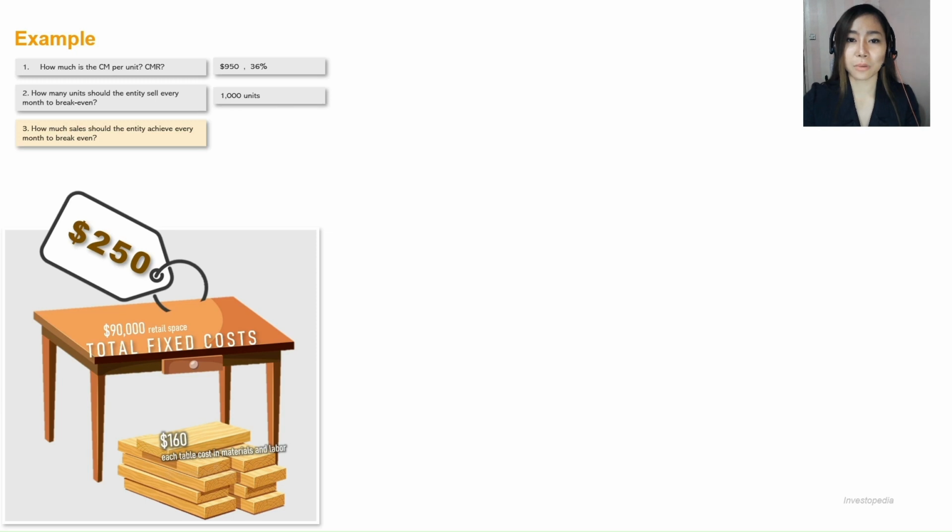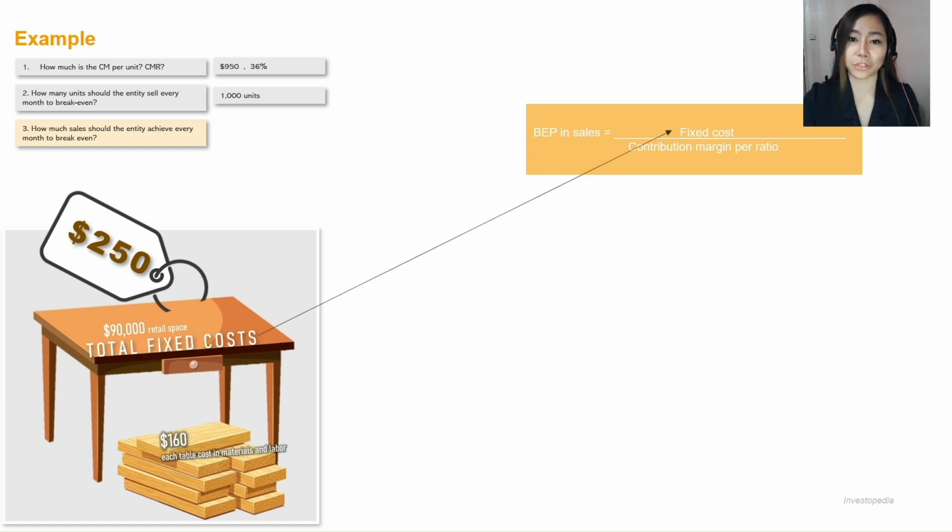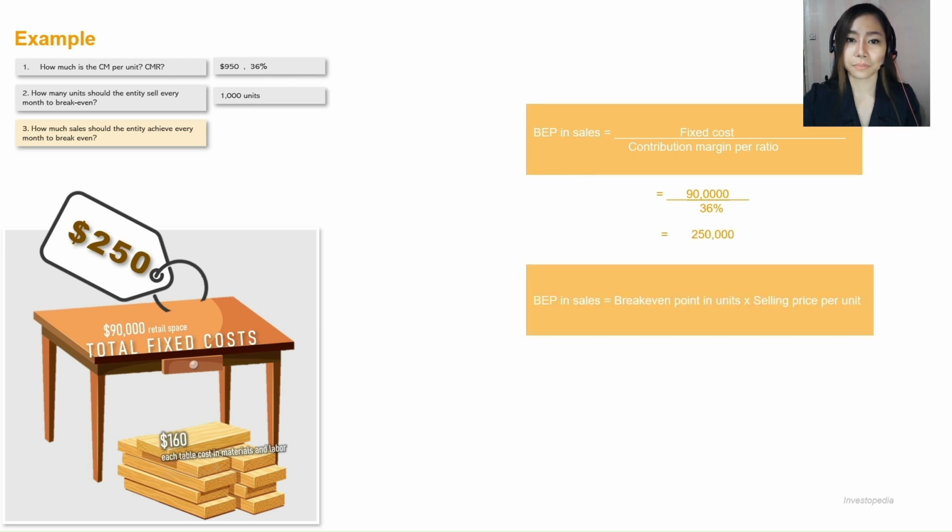Number three, how much sales should the entity achieve every month to break even? Here is our formula. Break-even point in sales equals fixed cost over contribution margin ratio. So that would be 250,000. Or the other way, the break-even point in units multiplied by the selling price per unit. So that's this 250,000.